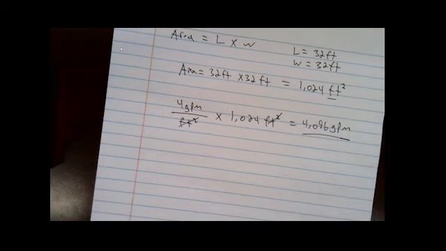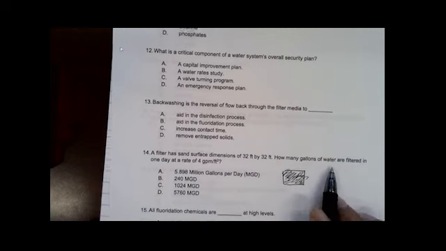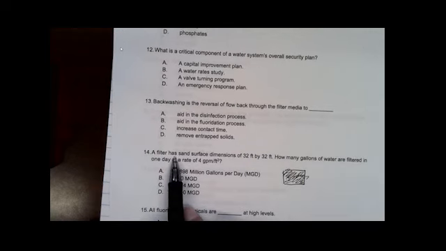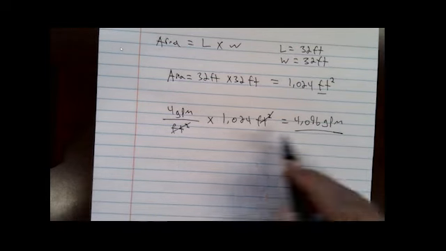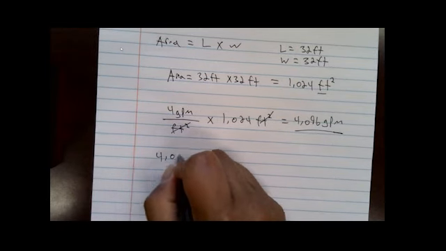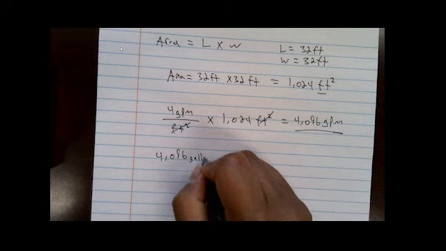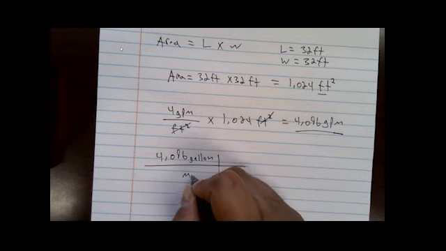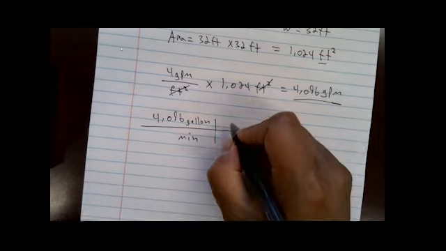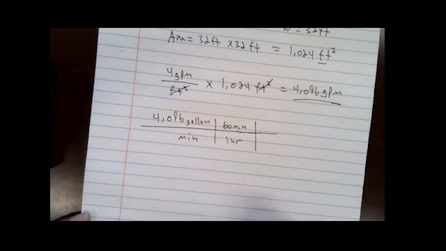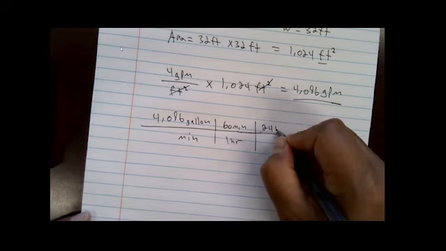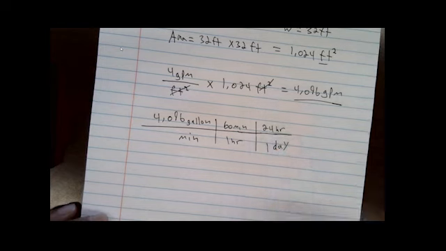Now, reverting back to the question: how many gallons of water are filtered in 1 day? It's asking for 1 day, right? Well, how many hours in a day? 24 hours. So we have to convert the 4,096 gallons per minute to gallons per day. So let's write that out. Gallons per minute, there are 60 minutes in 1 hour, and there are 24 hours in 1 day.